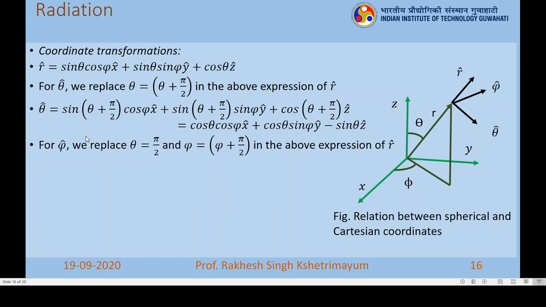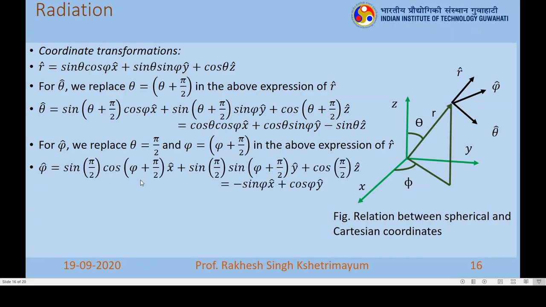We can also find out the relation between the phi hat with the x, y, z unit vectors. For that, you first need to remember phi is in the xy plane, so theta will become now pi by 2. In the xy plane, theta becomes pi by 2. Another thing is that phi hat is also perpendicular to the theta, so phi should be phi plus pi by 2. So when you plug it in here, finally what you get is phi hat will be minus sine phi x hat plus cos phi y hat.